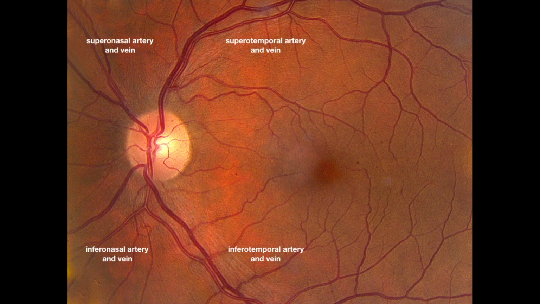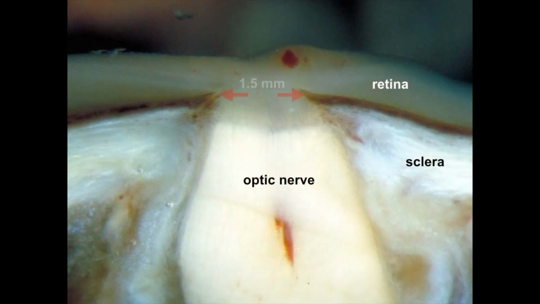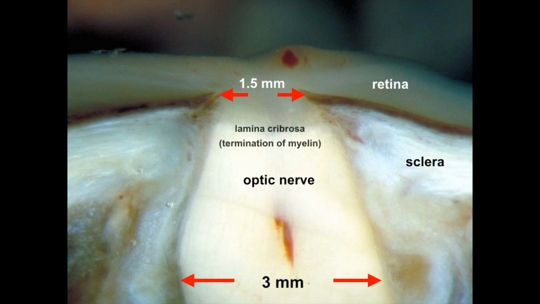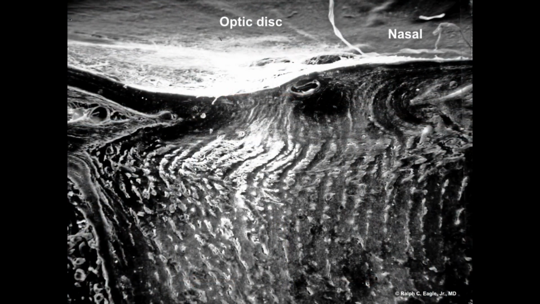Compared to the optic disc, the myelinated part of the optic nerve behind the eye is about 3 millimeters in diameter. The myelination terminates at the lamina cribrosa, the sieve-like structure composed of pores where the axonal bundles egress through the sclera. The lamina cribrosa is visible in this scanning electron micrograph of a longitudinally sectioned optic disc and nerve. The nasal part of this normal optic disc is slightly elevated.